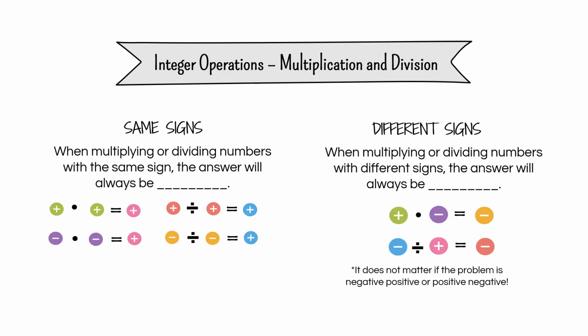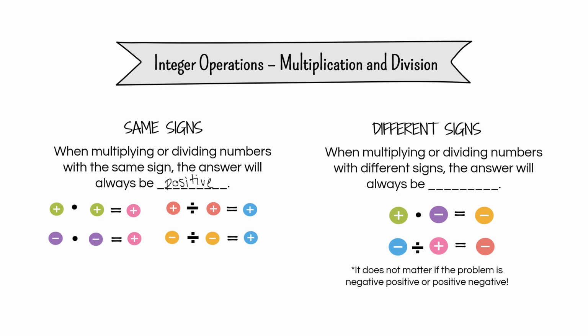Well, multiplying and dividing are a little bit easier, pretty simple, if they are the same signs. When multiplying and dividing numbers with the same sign, the answer will always be positive. So as long as they're the same sign, your answer is going to be positive. So a positive times a positive is positive. A negative times a negative is positive. A positive divided by a positive is positive. A negative divided by a negative is positive.